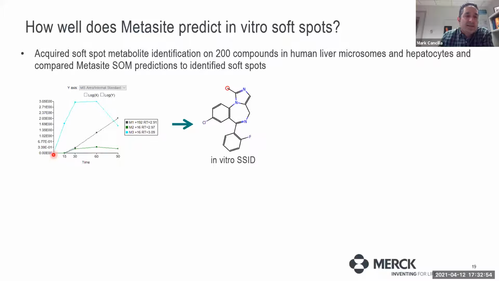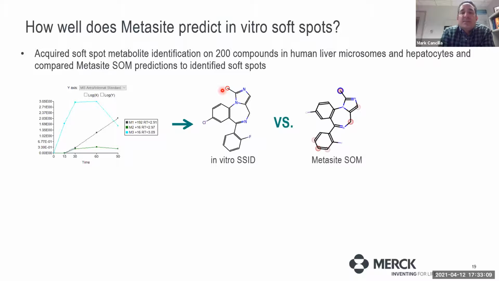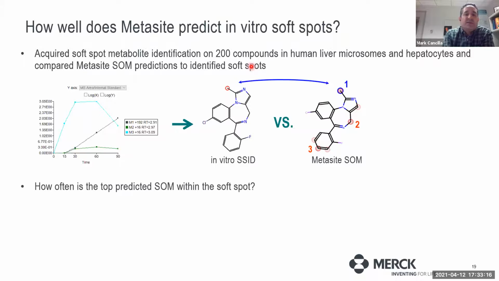So again, this is what a soft spot would be. This oxidation here, this +16, this light blue line, you can see it comes in really early and fast. And that was identified as this methyl group here. So this was the MetaSite site of metabolism, which in this case gave us the same. But overall, out of the 200 compounds, how often is the top predicted site of metabolism really the soft spot? And the answer isn't very impressive. It's a coin toss. It's literally about 50%.